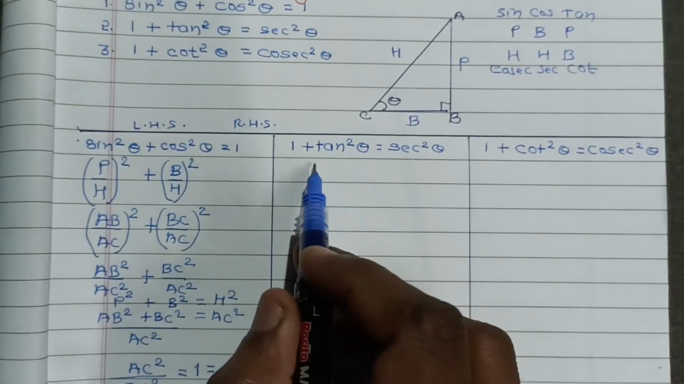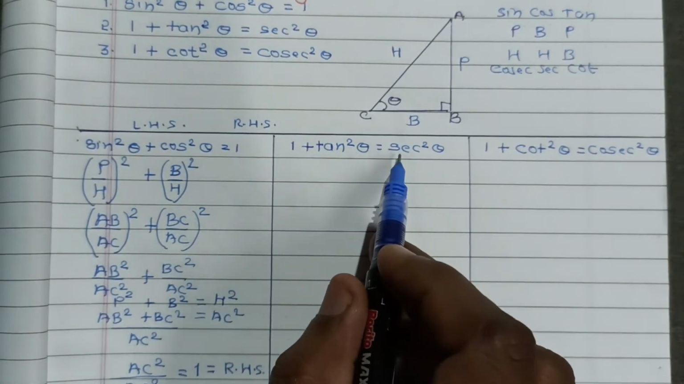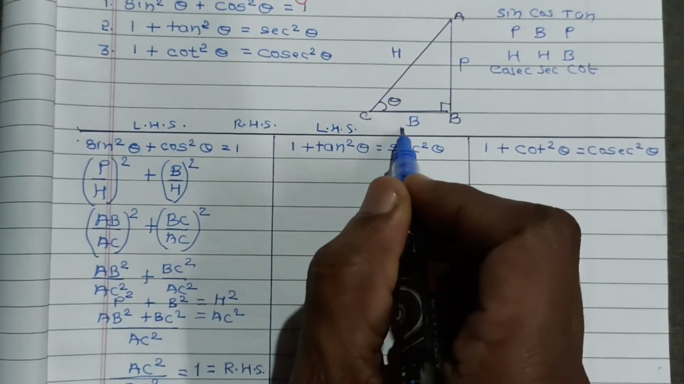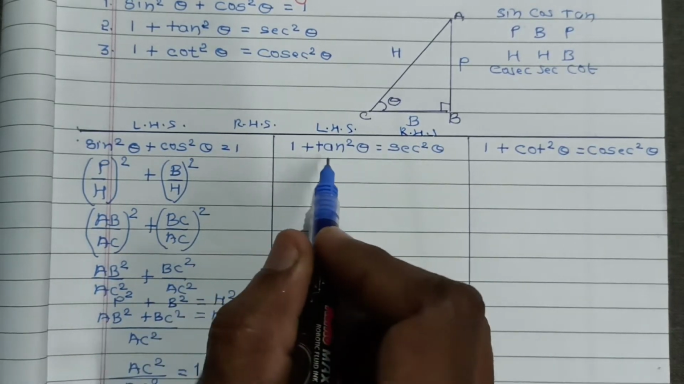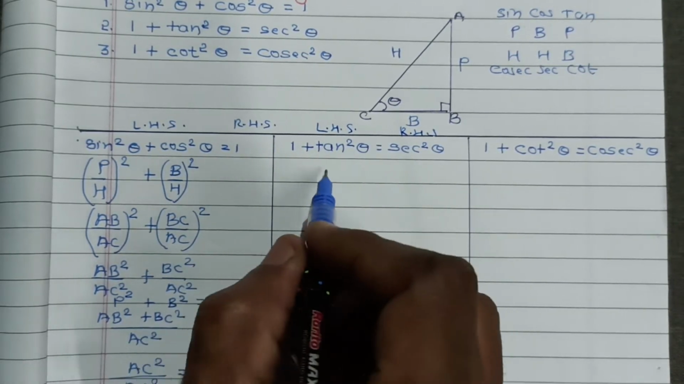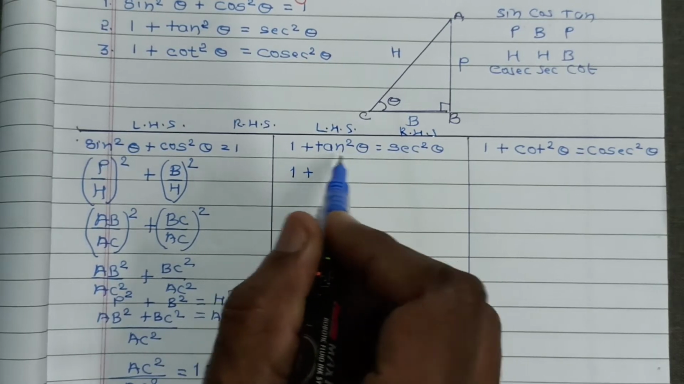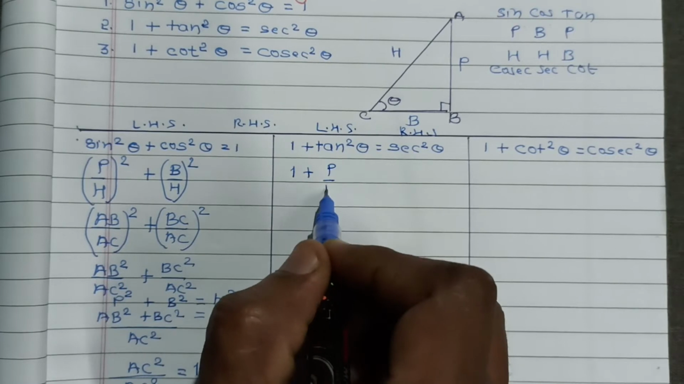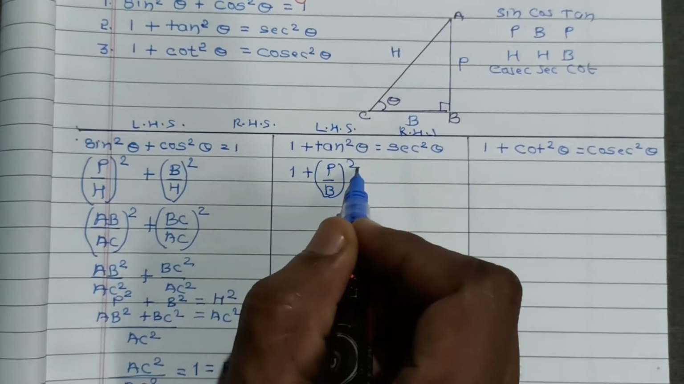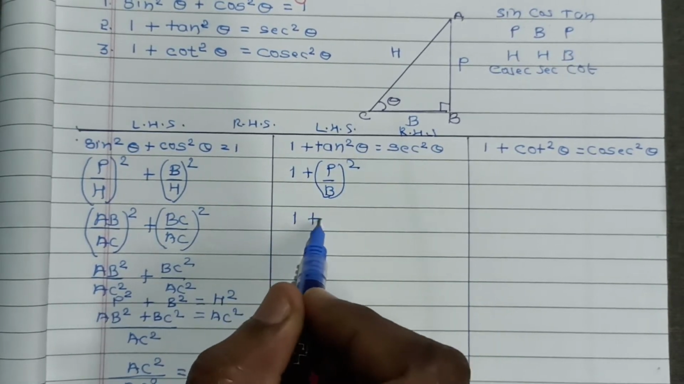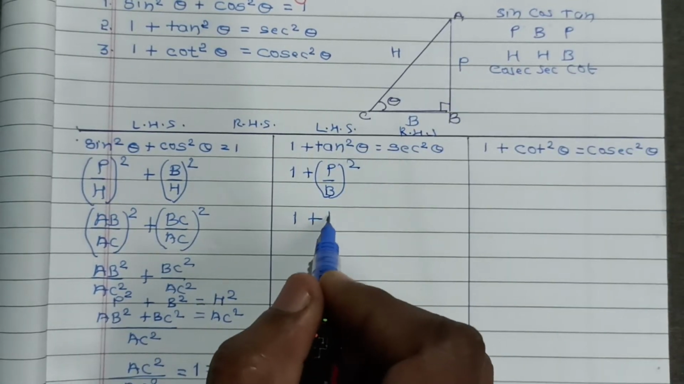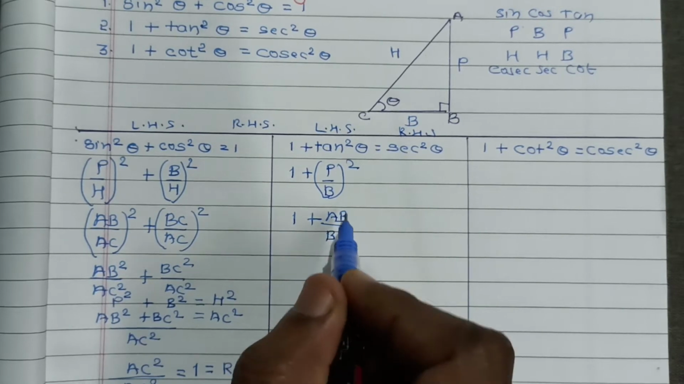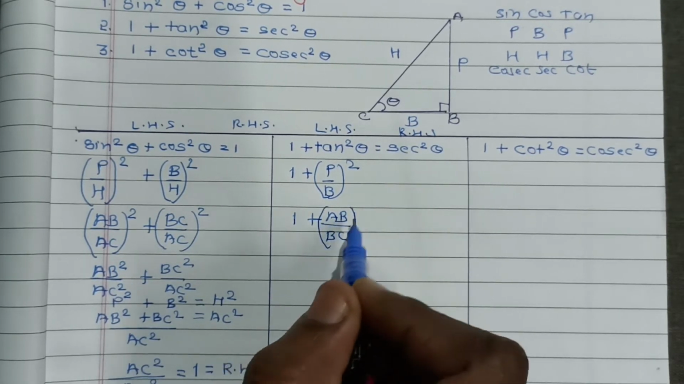Now let me derive the second identity, that is 1 plus tan²θ is equal to sec²θ. So here left hand side is this portion and this is the right hand side. Here also you have to write the ratio of tan: 1 plus, what is the ratio of tan? See here, this is the tan, P upon B, and this is whole square. So 1 plus, what is the perpendicular here? AB. What is the base? BC. And this you have to write in whole square.